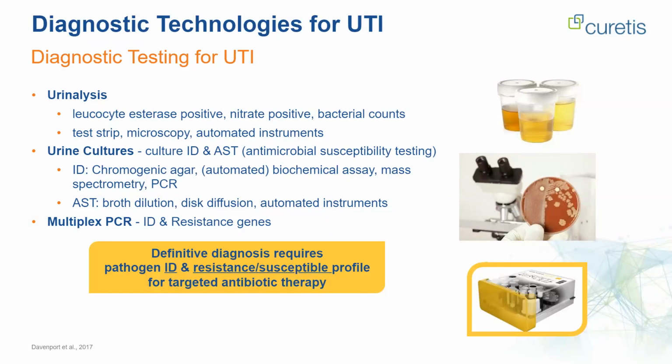Urine culture provides a definitive diagnosis for targeted antibiotic therapy because it provides pathogen identification and resistance susceptibility profile. This can also be achieved by molecular diagnostic platforms such as multiplex PCR, because multiplex PCR panel can also identify pathogens and detect resistant genes.